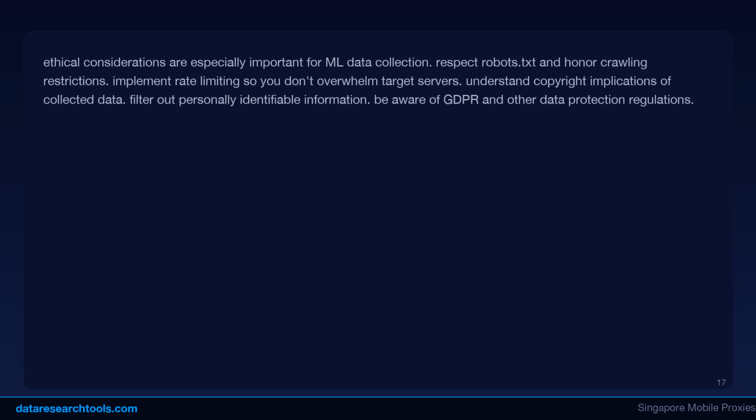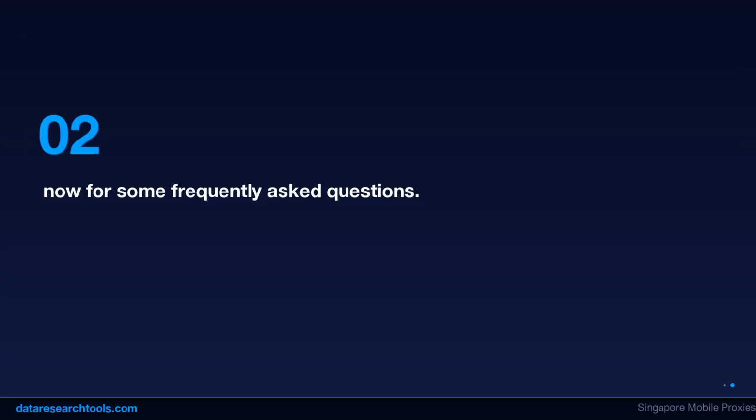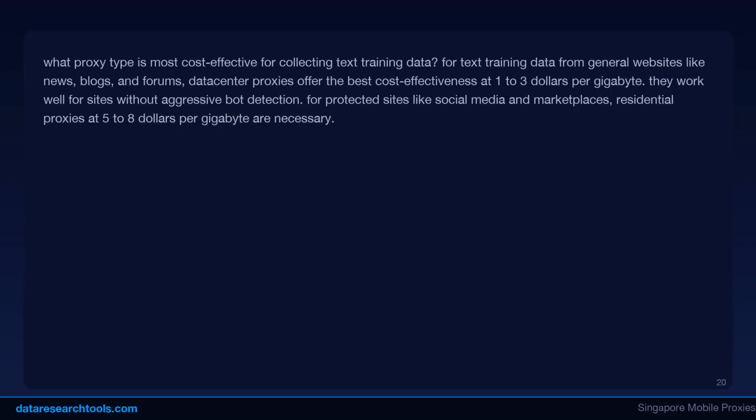Geo-targeted residential proxies let you access localized versions of websites from different countries. This ensures your training data represents how content actually appears to local users. For social media data collection, training sentiment analysis, content moderation, or recommendation models often require social media data. Residential and mobile proxies are essential here because social platforms have the most aggressive bot detection. Use sticky sessions to maintain realistic browsing patterns, and respect rate limits since getting proxies burned on social platforms is expensive.